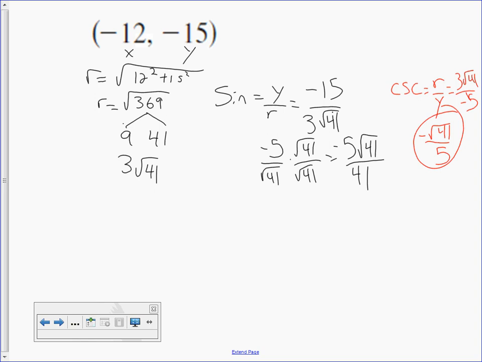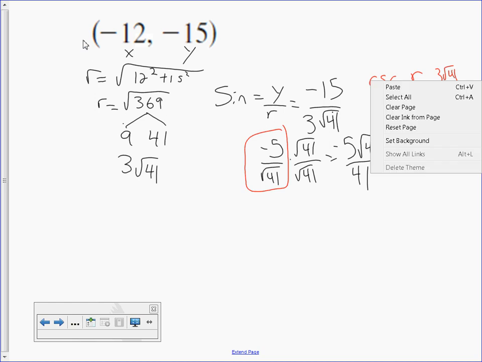Guys, what she's saying here is that before you get to the inverse part, once you see that this part here has been simplified, just flip it, there's your inverse, before you rationalize it. This part here? All I did was take the r value, 3 root 41, and the y value, negative 15. 3 over negative 15 is negative 5. That's all.